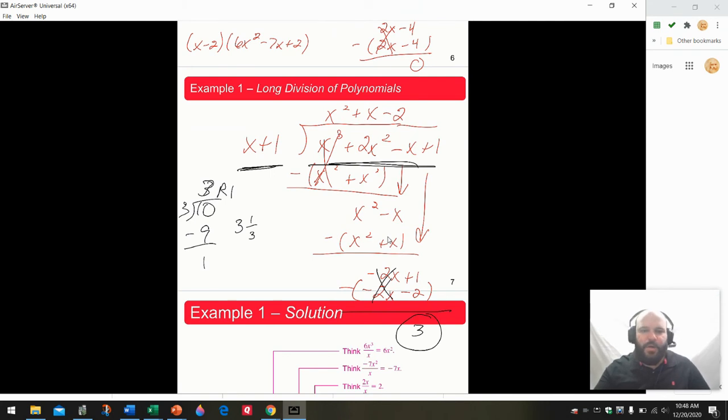That's exactly what we're going to do here. Okay, our remainder is 3. So I'm going to write plus, and then 3 over what we originally divided by. So in this case, it's x plus 1. And there you go. So guys, that's how you do long division with polynomials, and that is also how you deal with remainders.